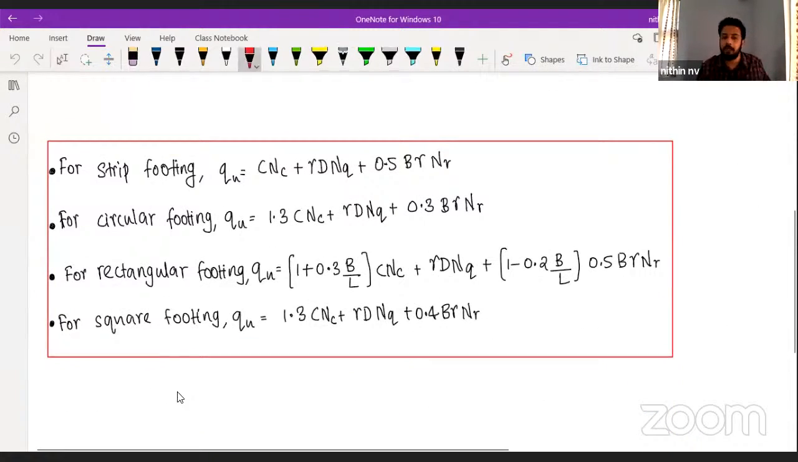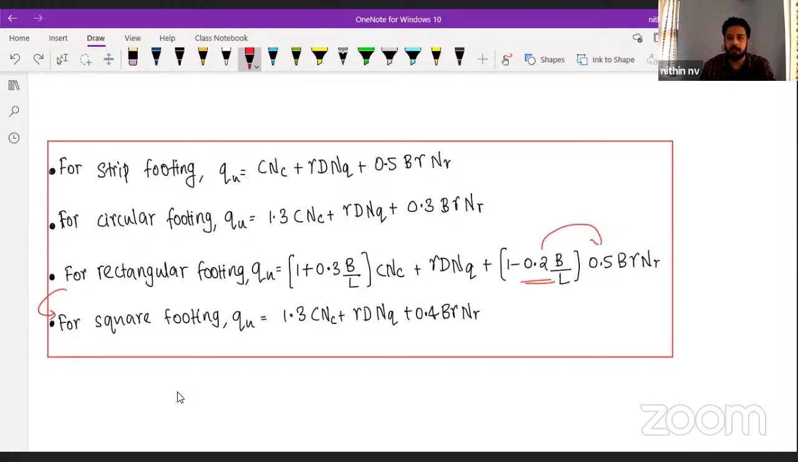We have four different equations for the ultimate bearing capacity: for strip footing, for circular footing, for rectangular footing, and for square footing. No need to memorize the square footing equation if you are getting confused. If you substitute B and L as equal, they cancel, so 1 plus 0.3 will come. Here B and L are cancelling, so 0.8 will come. Rectangular and square, you can remember either, no issue.